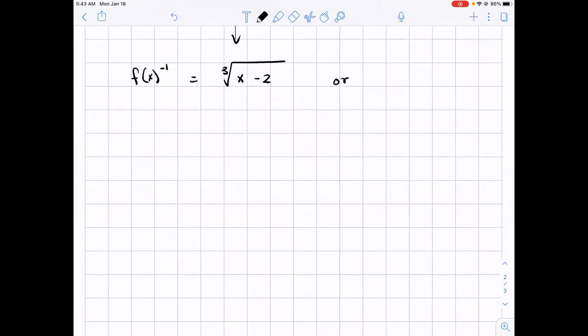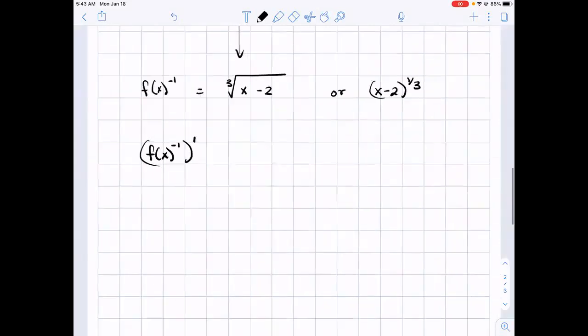Or if you want, you can write this as x minus 2 to the 1/3 power. Okay. So the derivative of the inverse, that's the inverse, the derivative of that prime would be, using the power rule, 1/3 times x minus 2 to the 1/3 minus 1, and then the derivative of the inside, which is just 1, which is the chain rule.